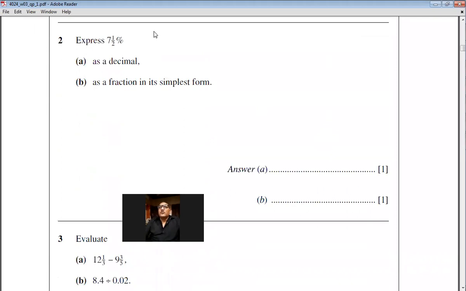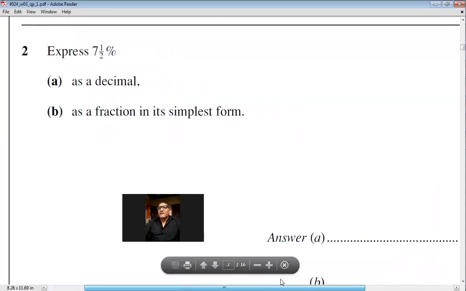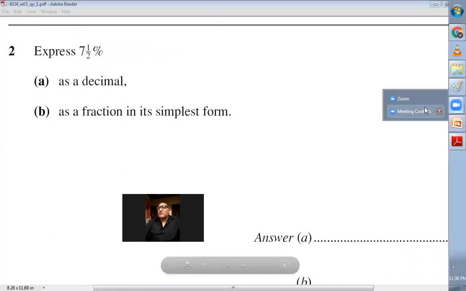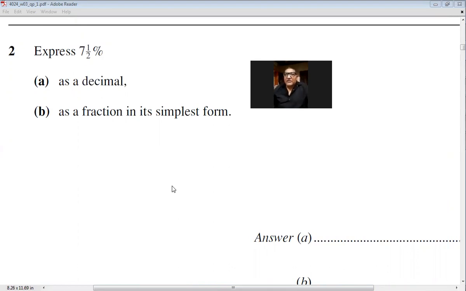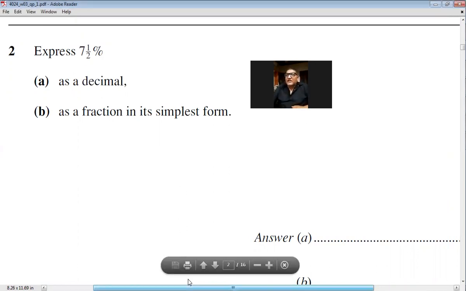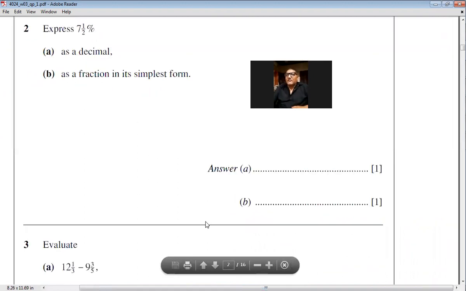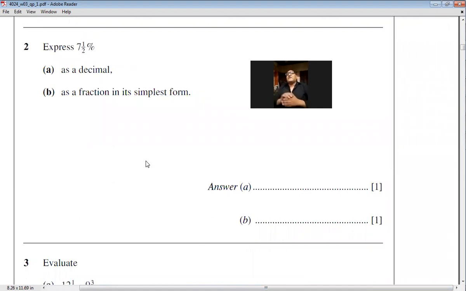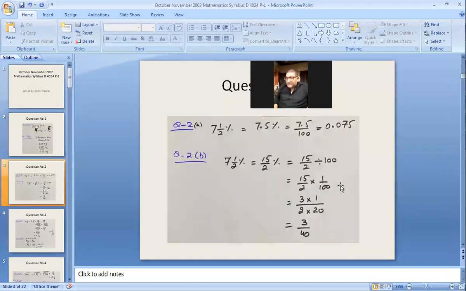Question number 2 is showing on your screen. Let me increase the size so you can see the whole thing. The first part is: express 7 whole 1/2% as a decimal. And the second part is: represent this as a fraction in its simplest form. So let me show you my work, and I've done both the parts.